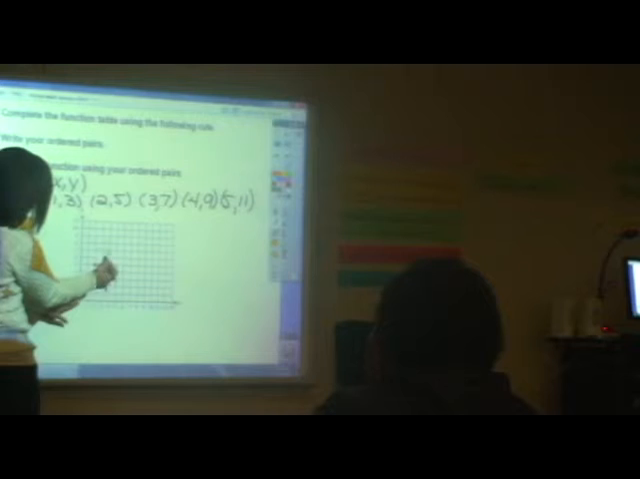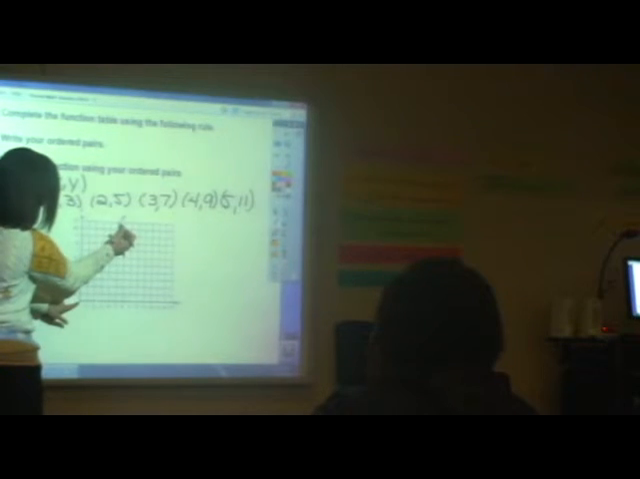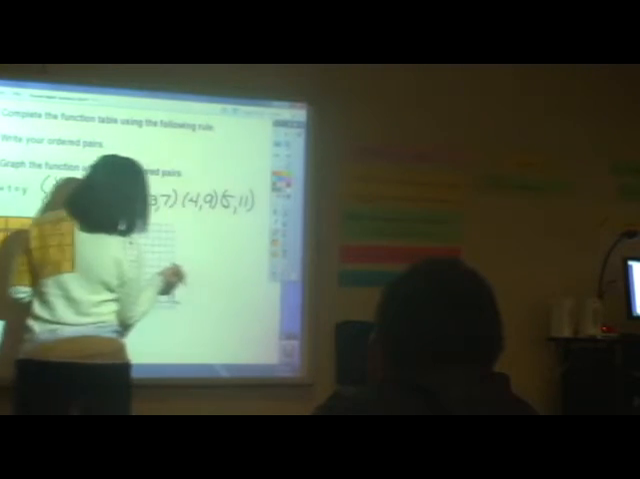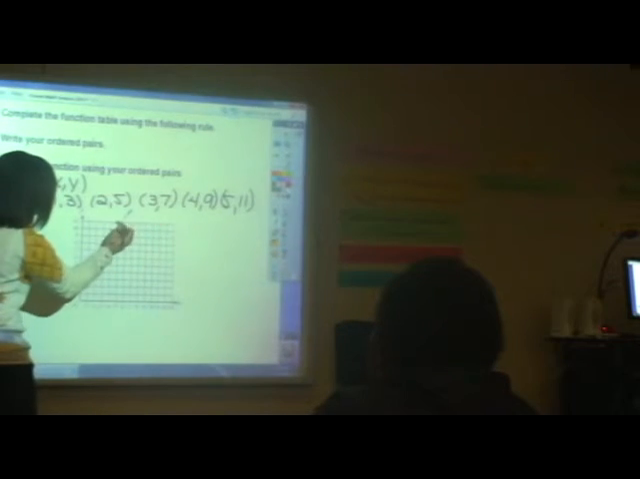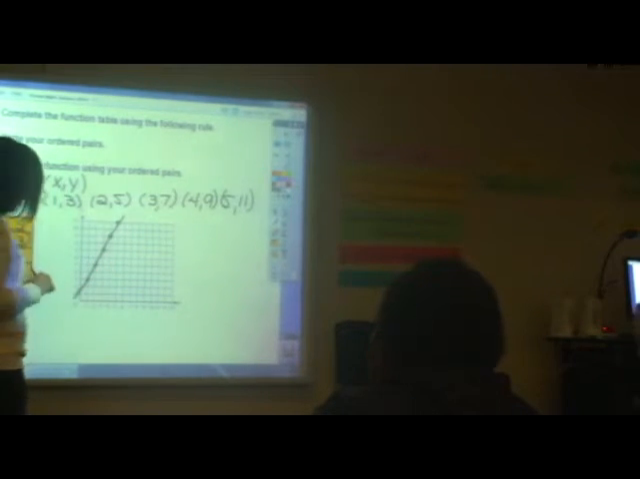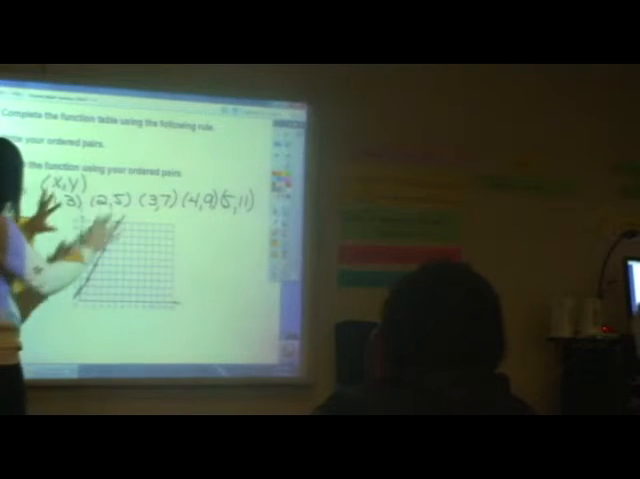Over 3, up 7. Over 4, up 9. Over 5, 11. And then, connect the line. Okay, it's going to be an ugly line. In class, I have a little tool that makes it all pretty. We connect it out, and we discuss increasing lines and things like that. So that kind of brings it all together.